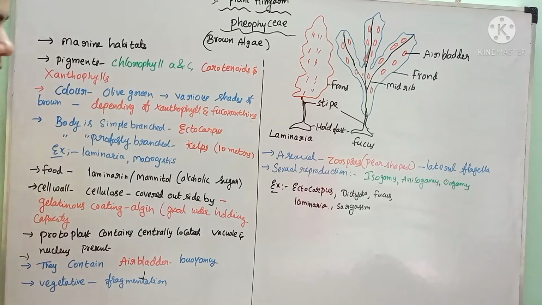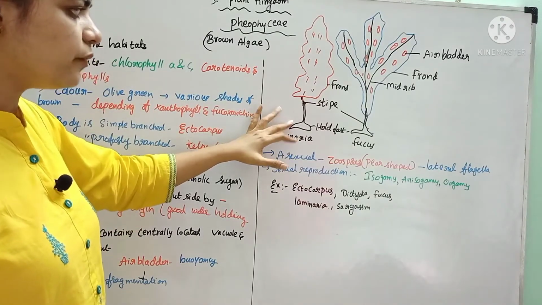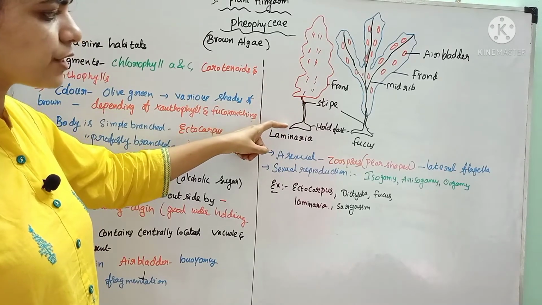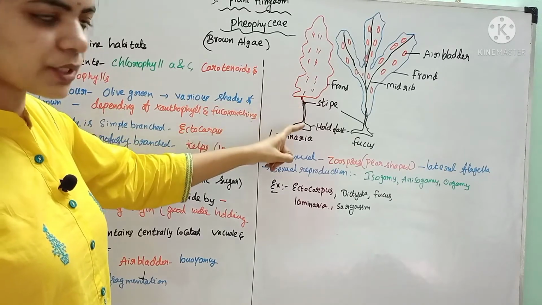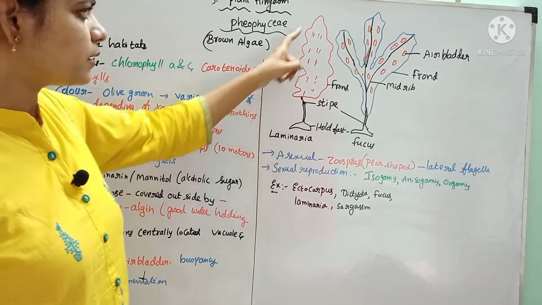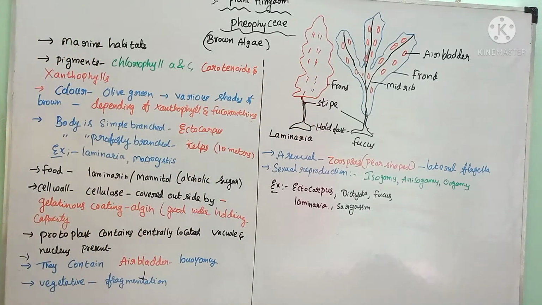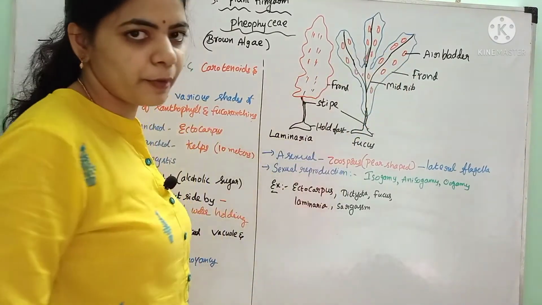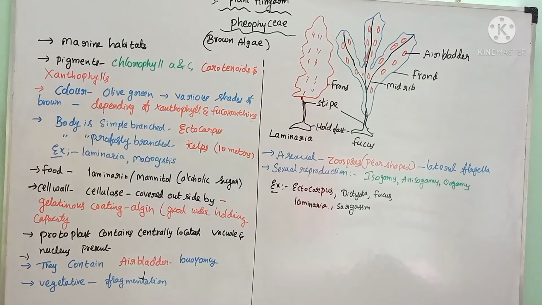The body is often differentiated into holdfast, stipe and frond. The holdfast is a foot-like structure which is meant for attachment to the substratum. This stalk-like structure is called a stipe, and this leaf-like structure is called a frond. Like this, the body is differentiated and some air bladders are present. These air bladders are meant for buoyancy, that is, for floating on the water.